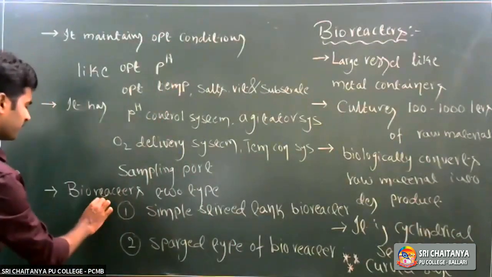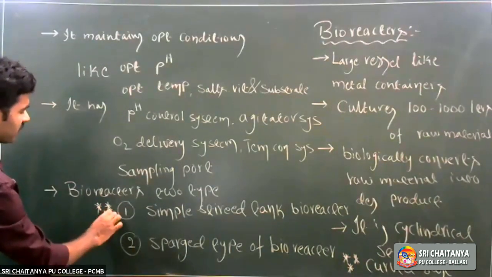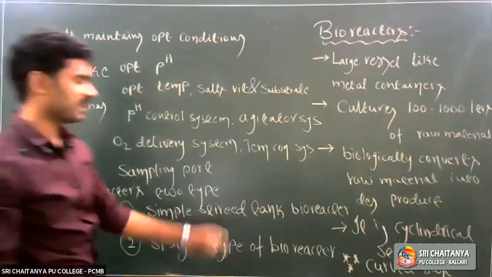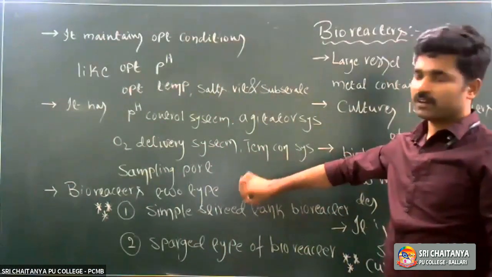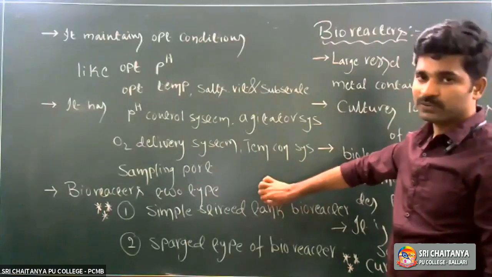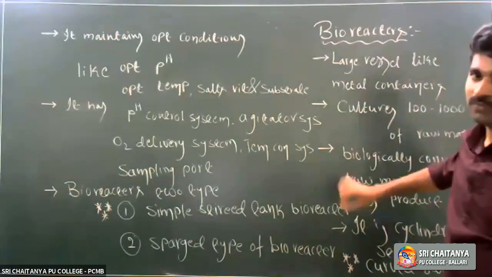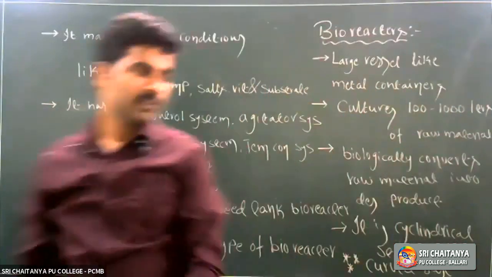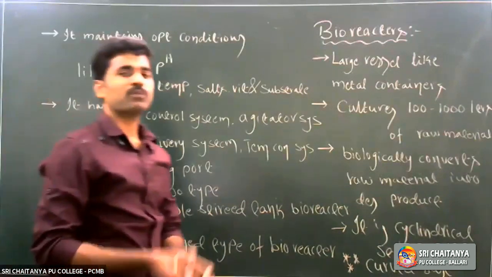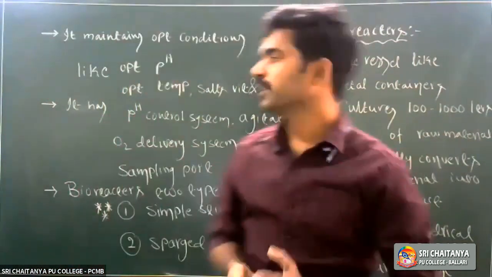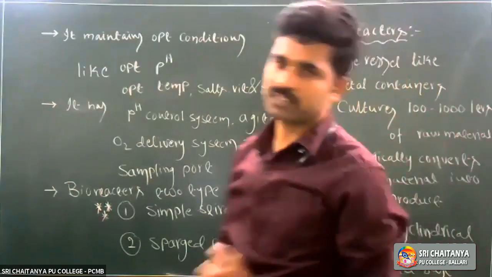The most commonly and widely used bioreactor is the simple stirring type of bioreactor. Rarely we use the sparged type of bioreactor also. But what about the diagrammatic explanation? The diagrammatic explanation regarding bioreactors we'll see in the next class, right?